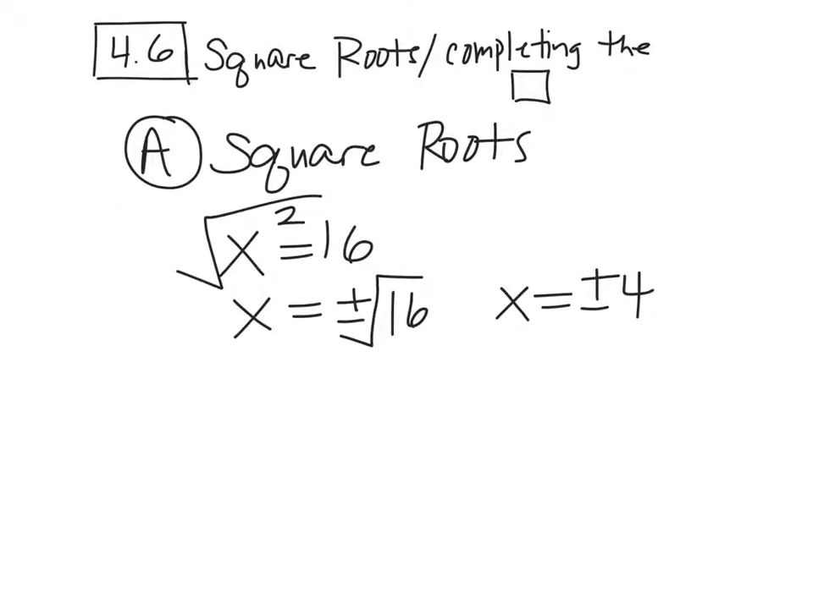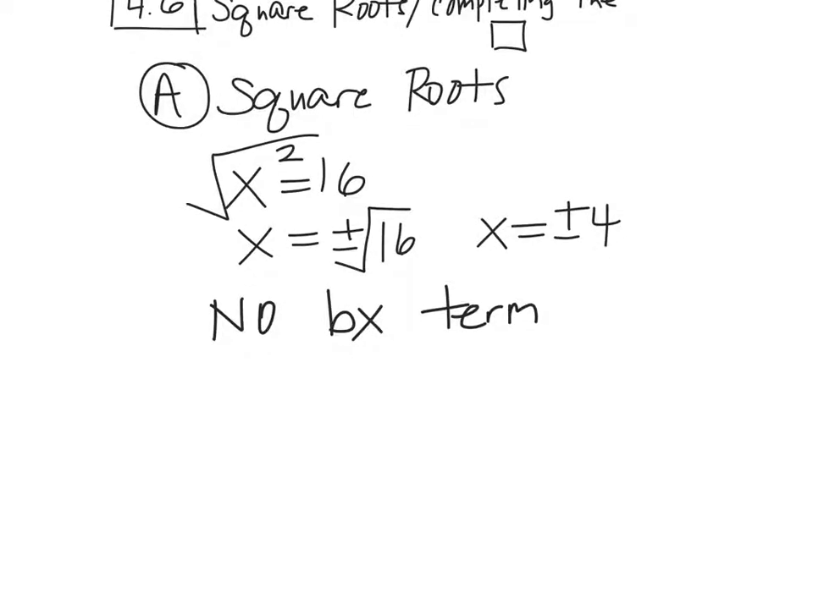All right, so here we go. Basically, we do this when there is no bx term. So you only have a squared term and a constant, and that's it. There's no x in the middle there. So let's do it. Here we go.